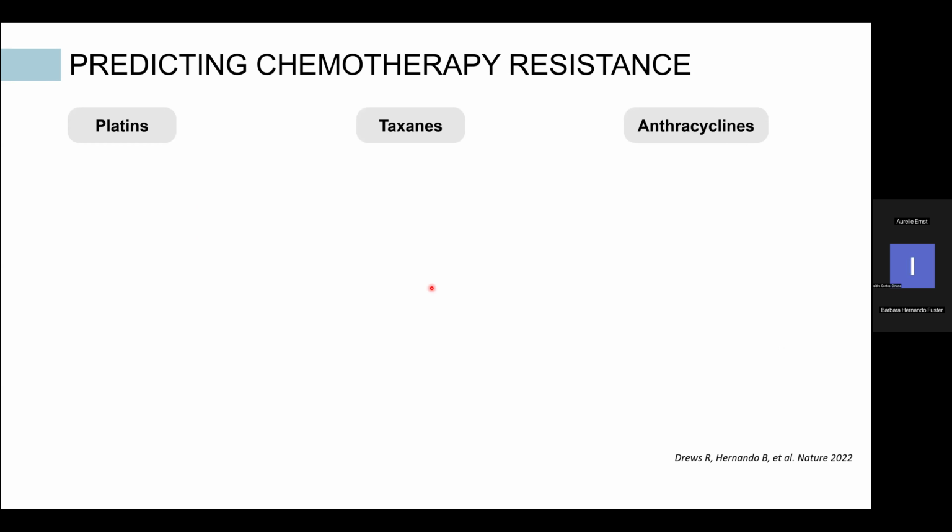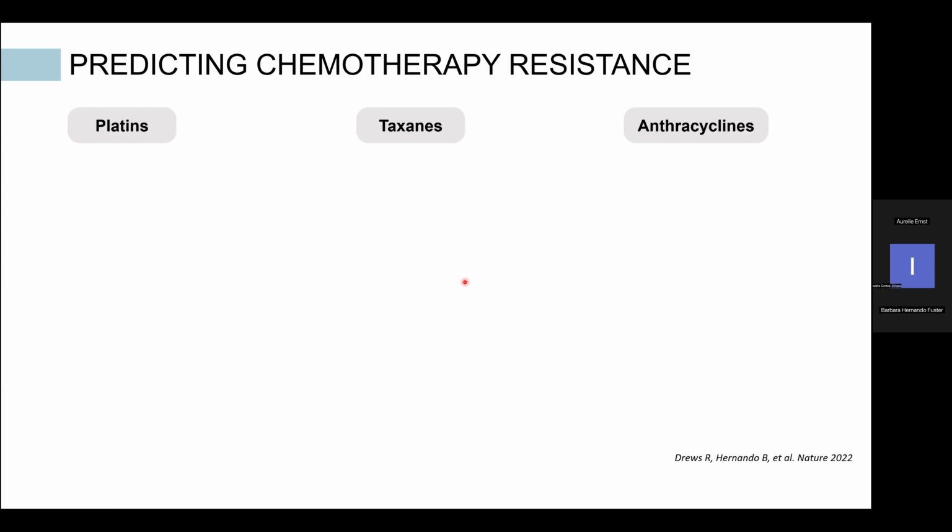So the aim of this work was to use our signatures to classify patients as predicted resistant or sensitive to these 3 cytotoxic chemotherapies. And that is because if we can identify those patients that are resistant, we can avoid the cytotoxic effects of those chemotherapies. And those patients are not going to have any benefit from being treated with those chemotherapies. So that was the aim.